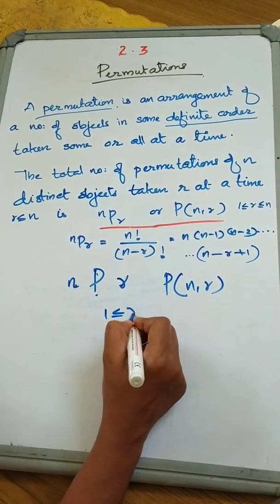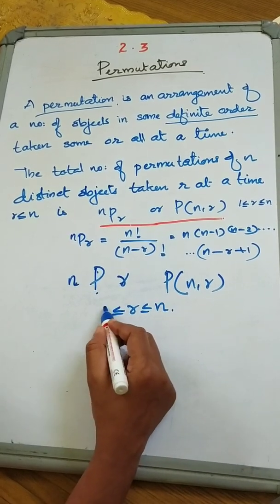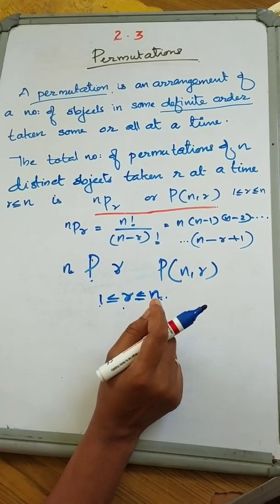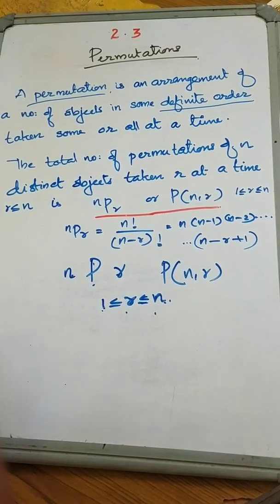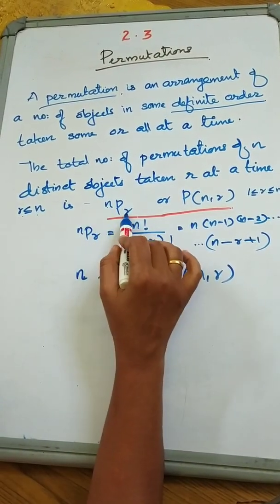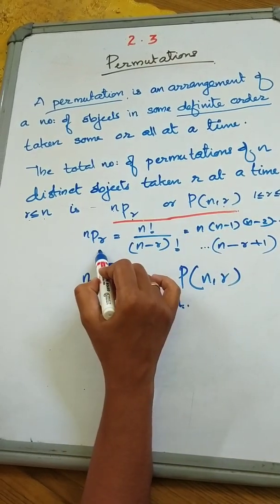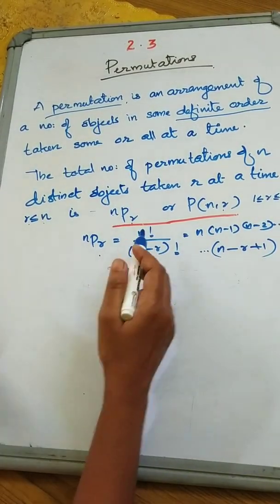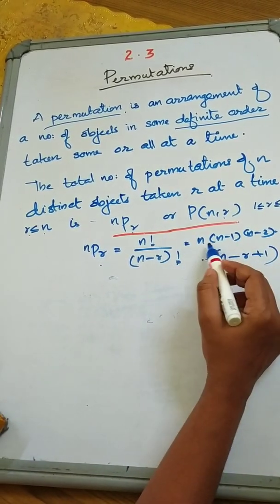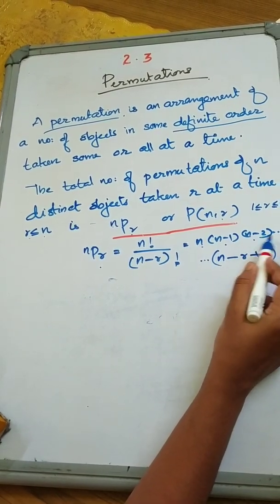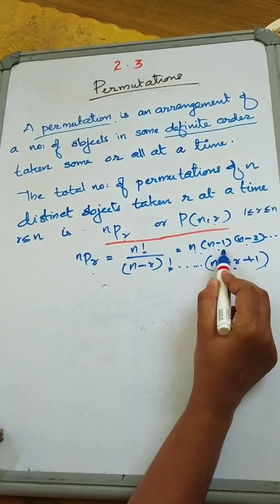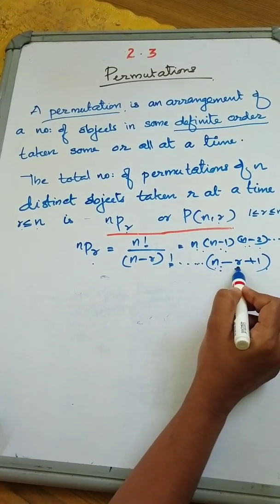The restriction is 1 less than or equal to r less than or equal to n. At least 1 will be chosen, and up to n we can choose. So the total number of permutations of n objects taken r at a time, where r is less than or equal to n, is nPr, and its equation is nPr equals n factorial divided by n minus r factorial. That is n into n minus 1 into n minus 2 into etc., into n minus r plus 1.